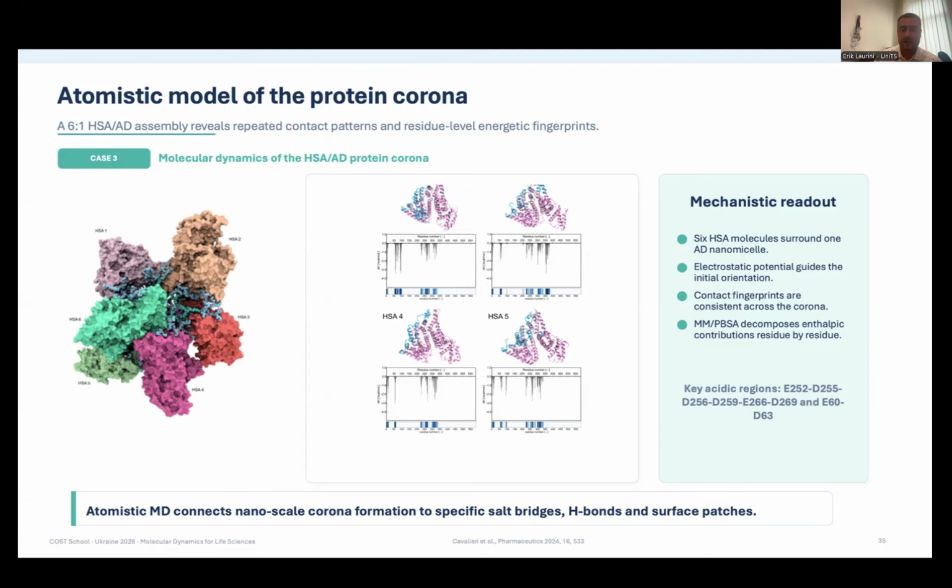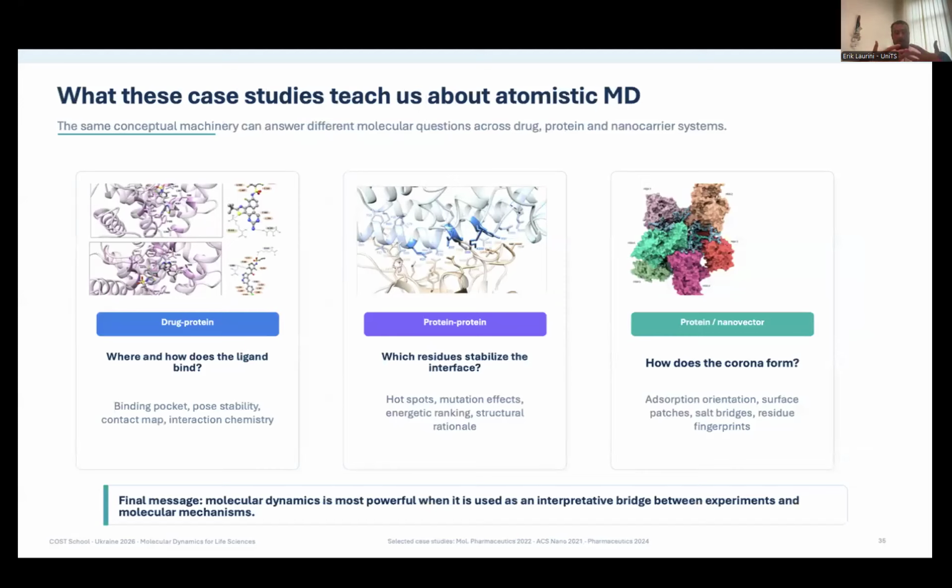Finally, the final message from the description of these 3 different cases is that molecular dynamics is one of the most powerful tools that you can use as an interpretative bridge between experimental and computational mechanisms, in order to obtain not only information but also structural descriptions and images at the atomistic level, quite impossible to obtain with any other experimental technique. This is the end of the first part of our presentation.